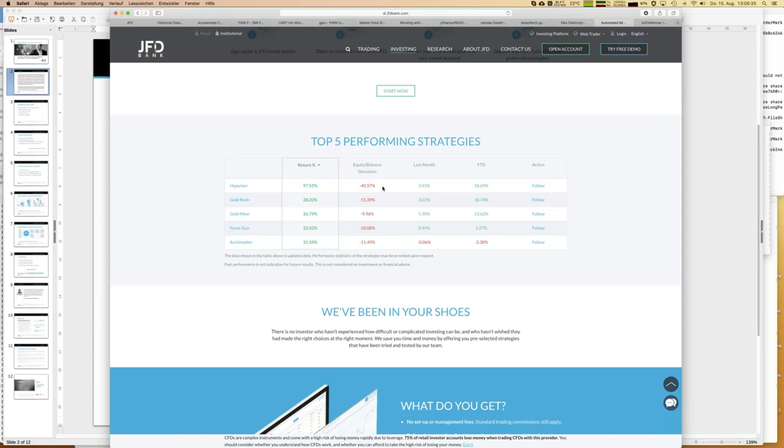So we are already at the point: what are your personal preferences? Is a drawdown of 10% already a nightmare for you? Or do you say, oh, 50%, it's just my trading account, I can live with that? That's the reason why I cannot say, let's all go for Hyperion. Because if you do not accept a drawdown of, let's say, bigger than 20%, you would not be happy with that strategy.